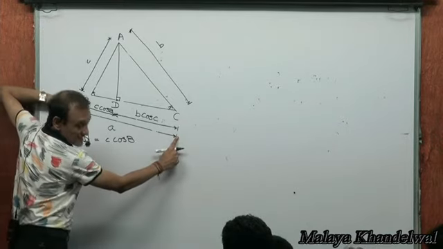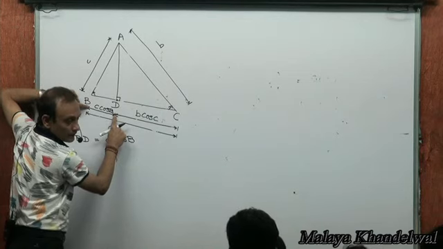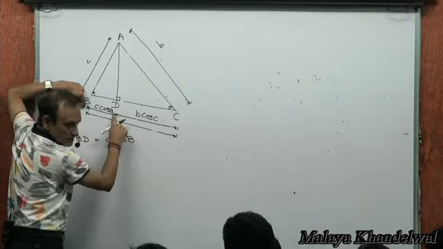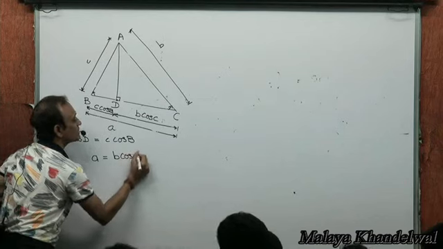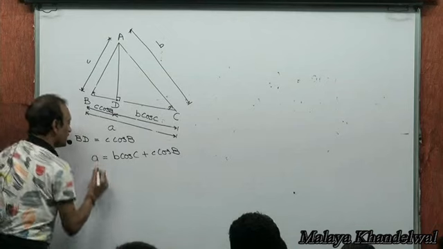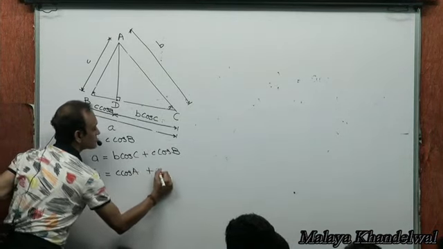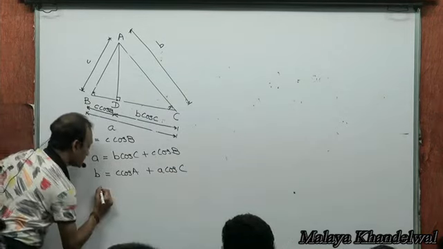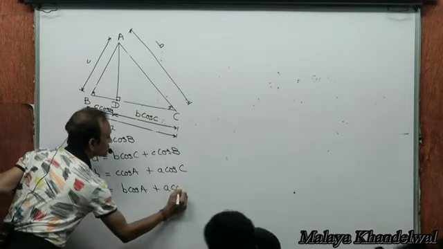That means this side, small a, must be b cos C plus c cos B. This whole thing is a. So any side of the triangle, a, is b cos C plus c cos B. Similarly, you'll be able to prove b is c cos A plus a cos C, and c is b cos A plus a cos B.